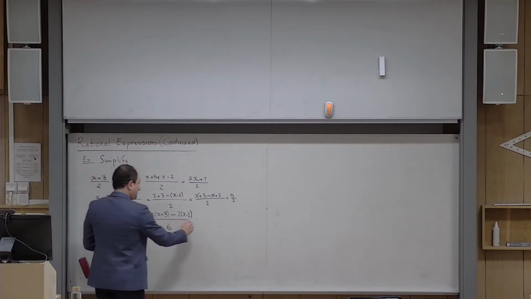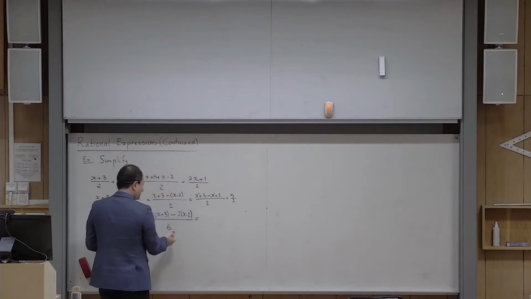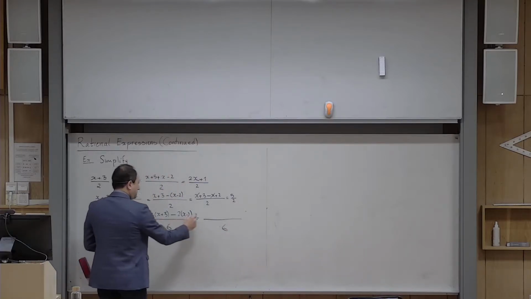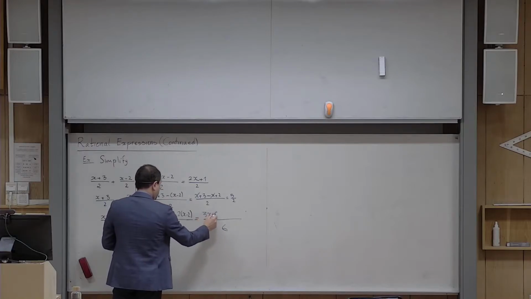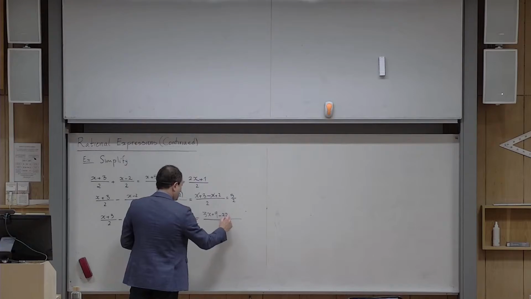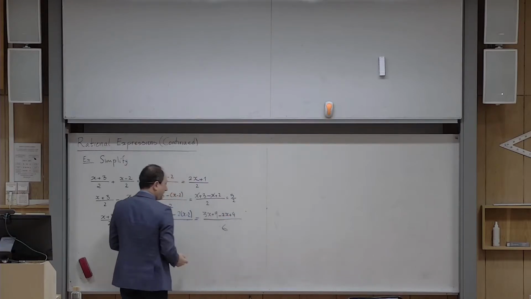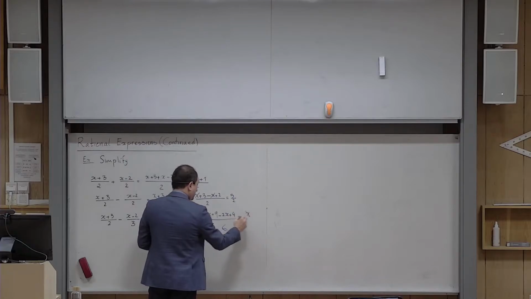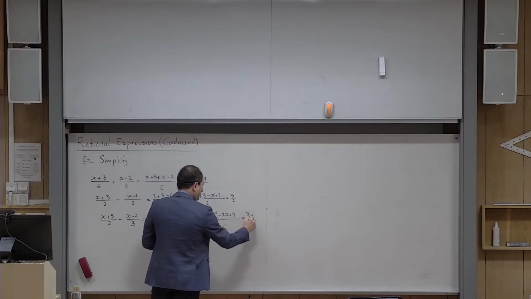So if I want to simplify that, I expand the numerator, but I will not touch the denominator. I multiply that, it becomes 3x plus 9, and I multiply minus 2, so it becomes minus 2x plus 4. And then what happens? This 3x minus 2x is simply x, 9 plus 4 is 13, and then I have 6 here.